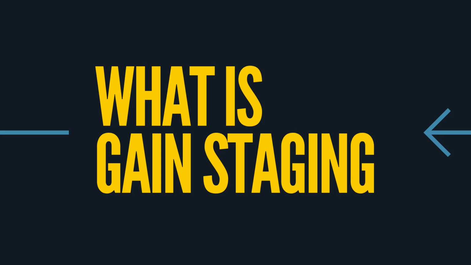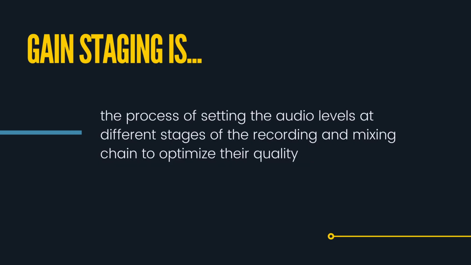First things first, what is gain staging anyway? Gain staging refers to the process of setting the audio levels at different stages of the recording and mixing chain to optimize their quality. In other words, during each step of the process, you want to make sure that your recording, mixing, and mastering isn't too loud or too soft, because it could cause problems either way. The three main places you're going to want to check your gain staging are right at the beginning, during your mix, and then during your final master.